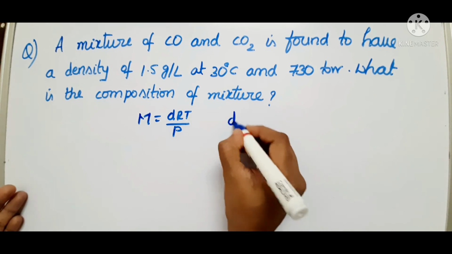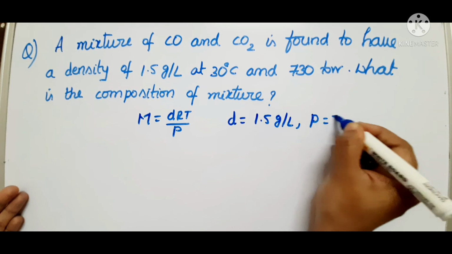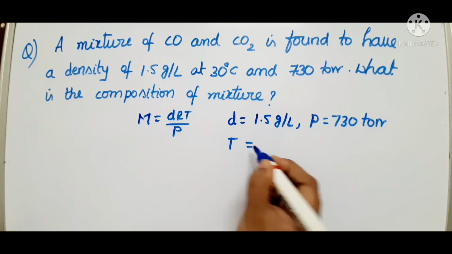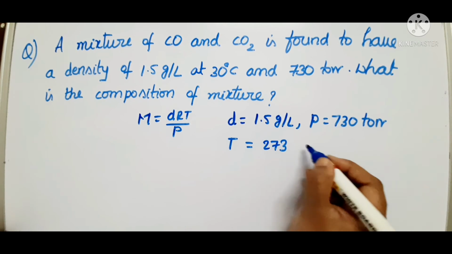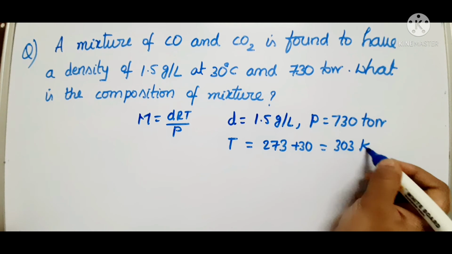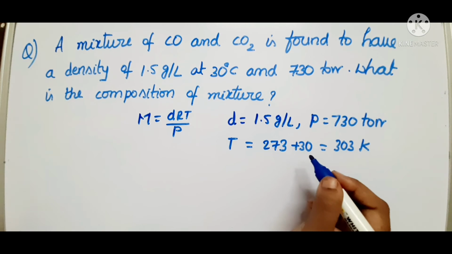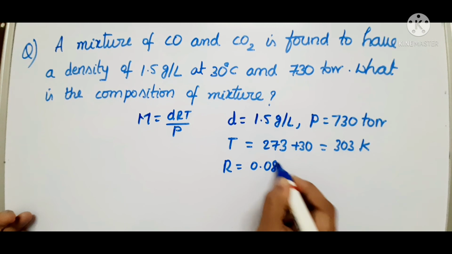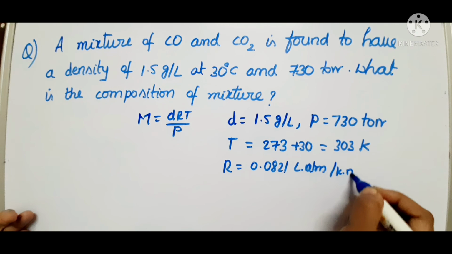So what is the given data? D is equal to 1.5 gram per liter and the pressure equal to 730 torr. Then temperature T equal to 273 plus 30 degrees, that will become 303 Kelvin. This is the given data, and R should be taken in liter atmosphere. R equal to 0.0821 liter atmosphere per Kelvin mole.